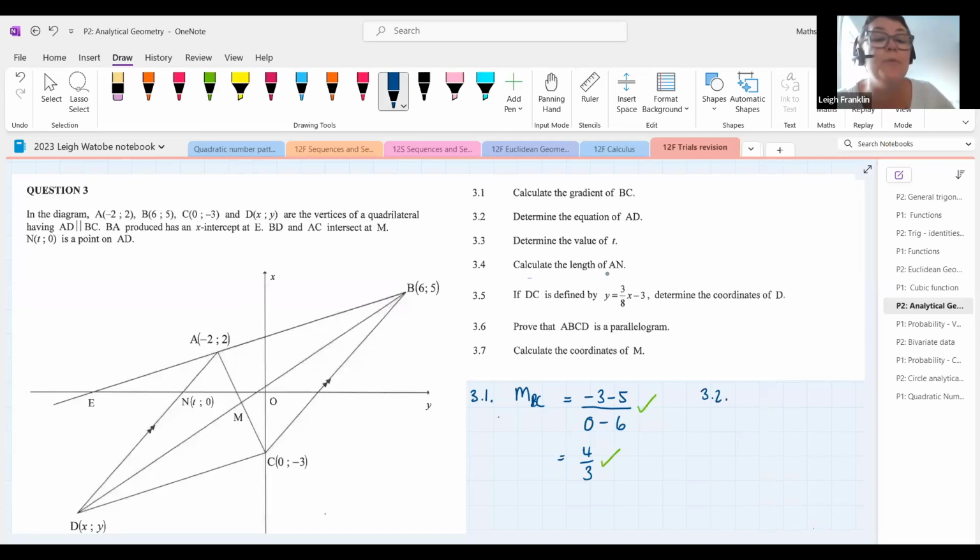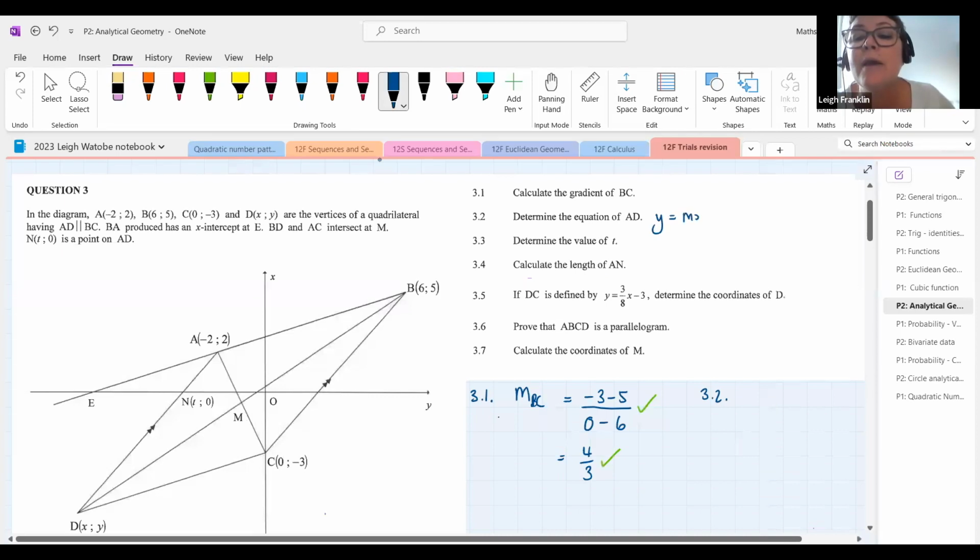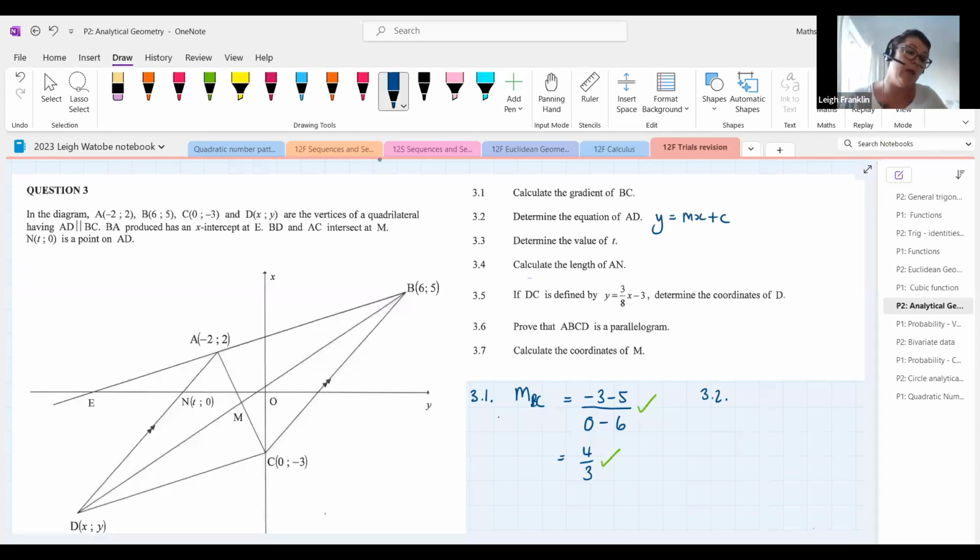Now they want us to determine the equation of AD. Can anybody tell me how we would do that? What they didn't say, and they probably should have included here, is in the form y equals mx plus c, because after all, AD looks like it is a straight line. So what should we do here? Suggestions, please. Okay, so Nhlanhla says use the gradient of BC.